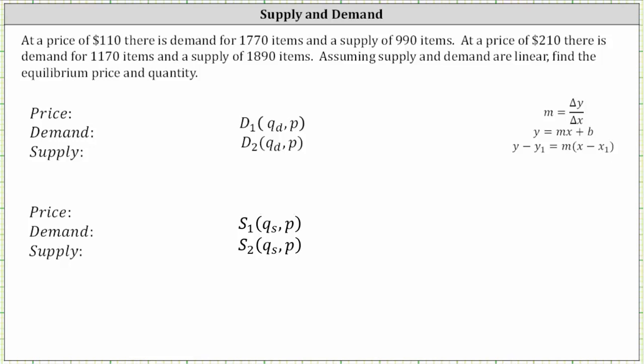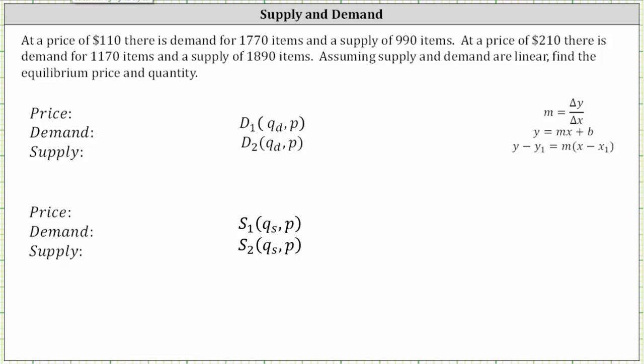At a price of $110, there is a demand for 1,770 items and a supply of 990 items. At a price of $210, there is a demand for 1,170 items and a supply of 1,890 items. Assuming supply and demand are linear, find the equilibrium price and quantity.